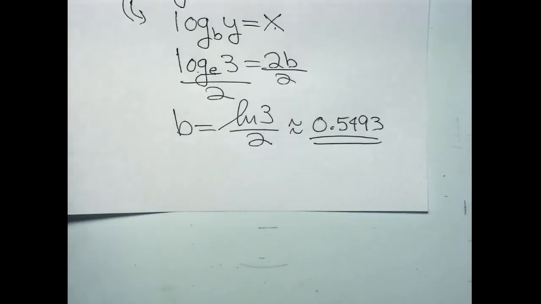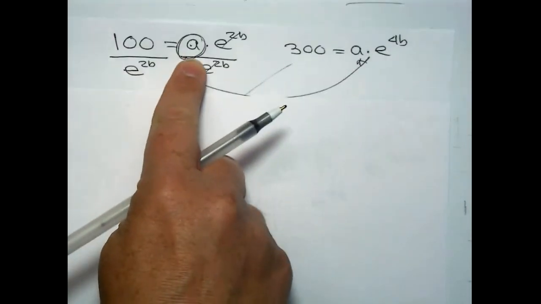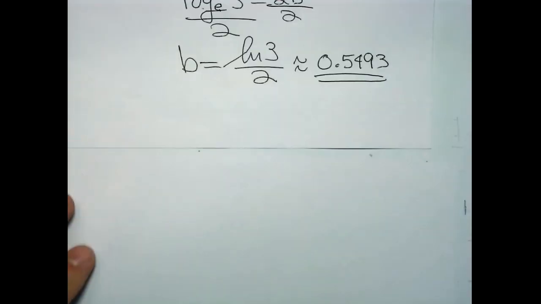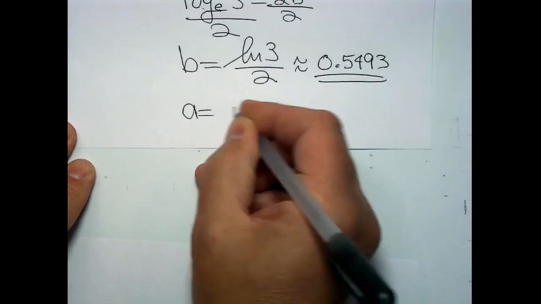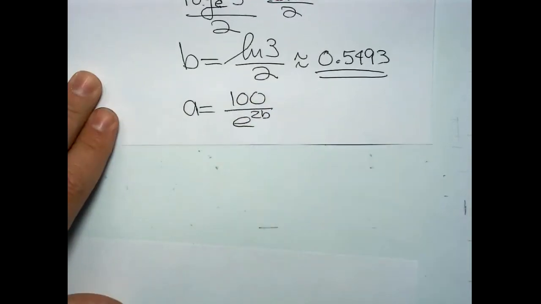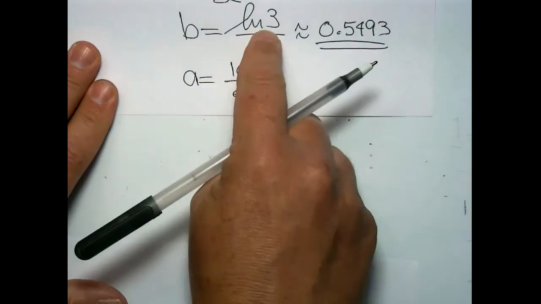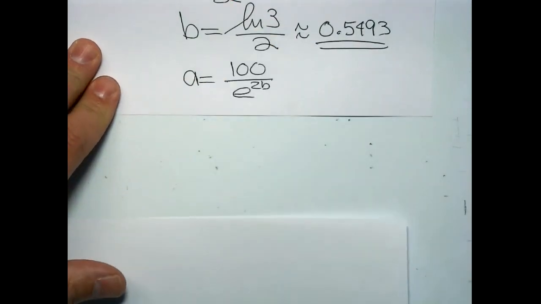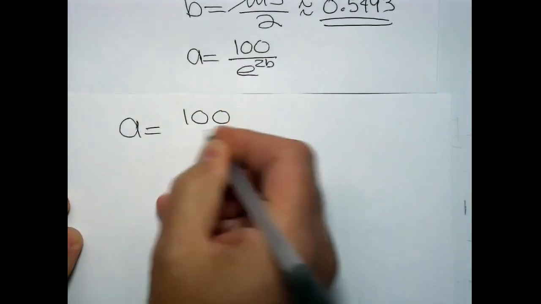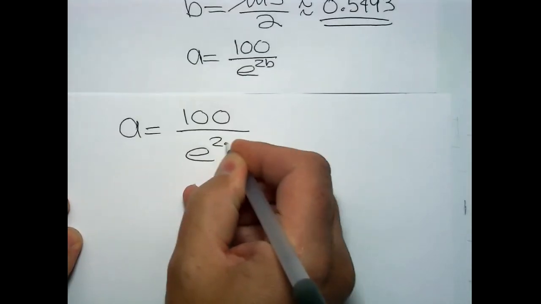Well, what else can we do? Can we get a? The answer is yes. A is right up here. It's 100 over e to the 2b. But we do know b now. So let's get a as well. Now, instead of using that number, I'm going to use the exact version and see if that helps. So a is equal to 100 divided by e to the 2b.